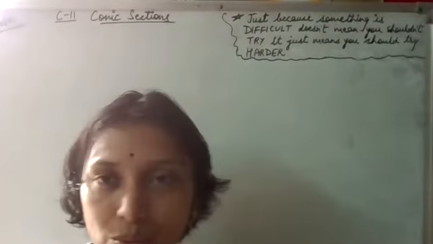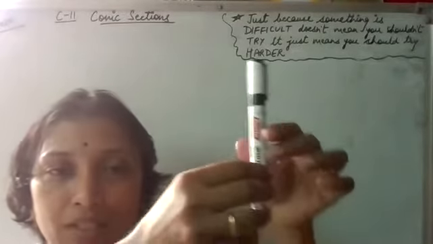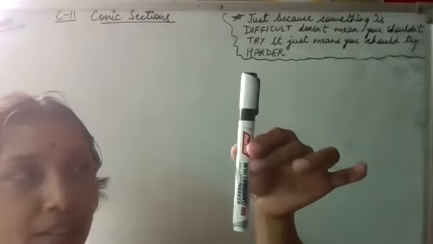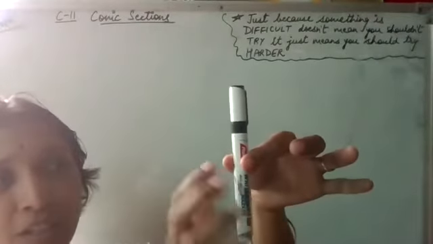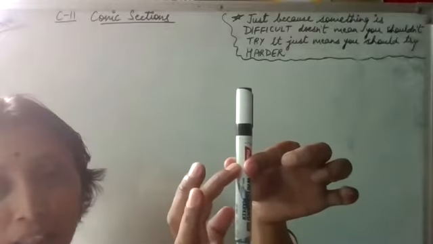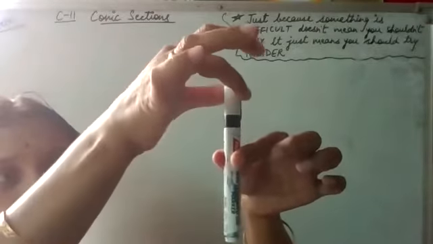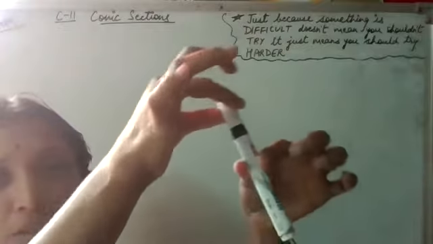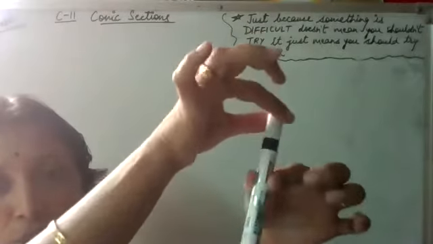So let's come to conic sections. Now, suppose this is a pen. All of you know that this is a pen. Now, what I'm doing is I'm just fixing this point of the pen, and rotating this about the fixed point.